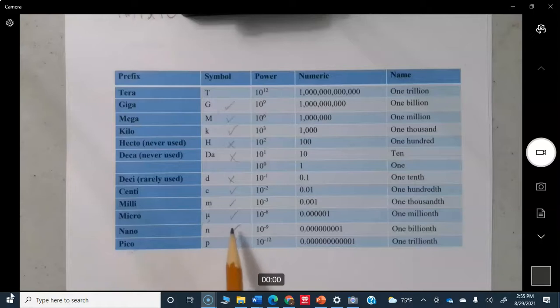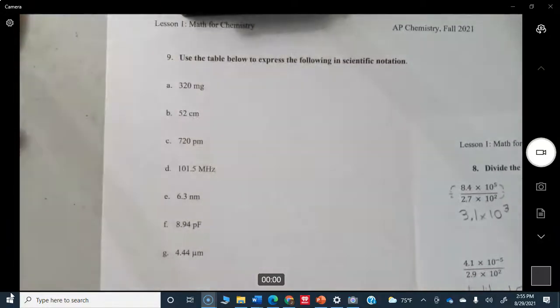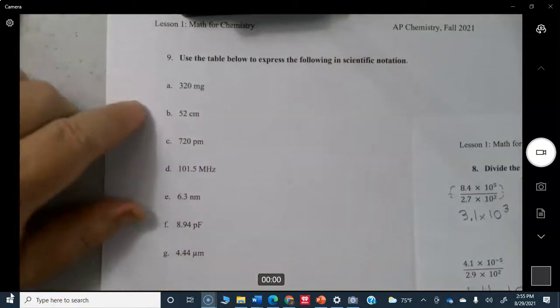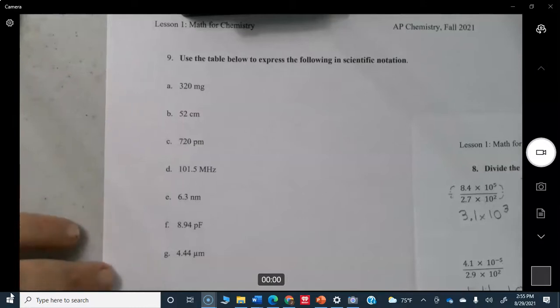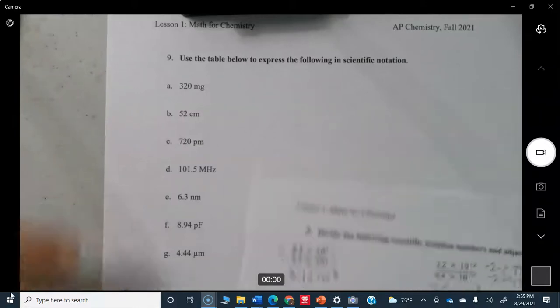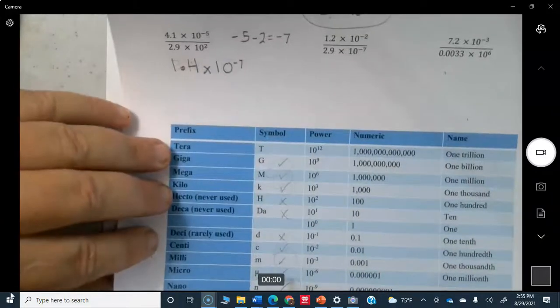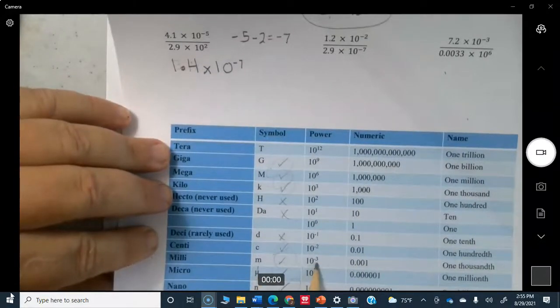Okay, so the ones that I put checks by, those are the ones that you'll use fairly often in this class. Some of them almost every day. So what's this asking us for? It's saying use the table below to express, and actually the table was below, it's now above, the following in scientific notation. Okay, so milli. So milli is 10 to the minus 3.